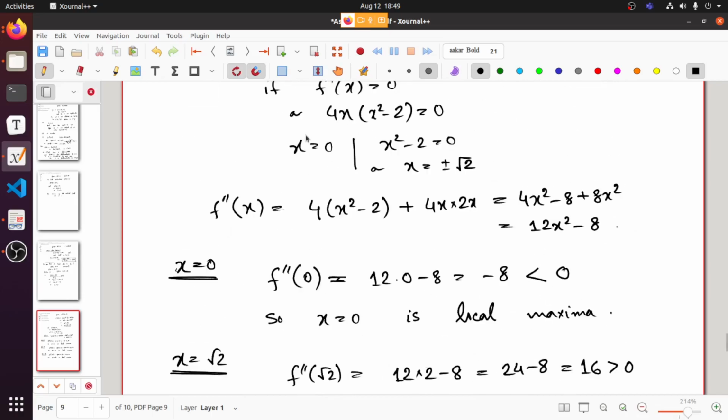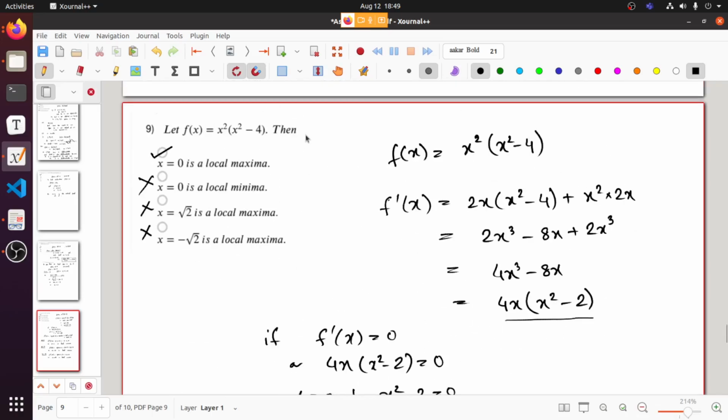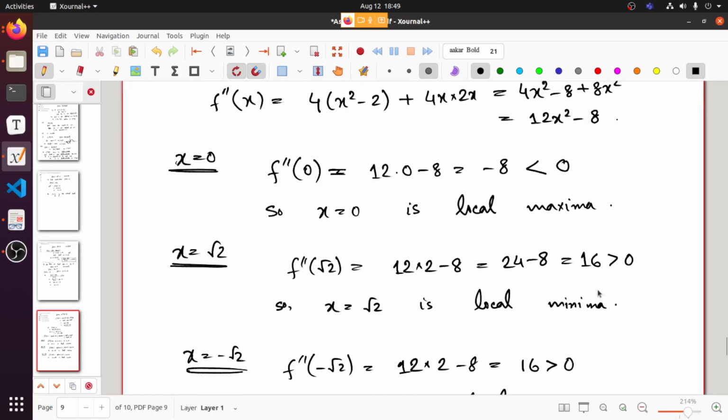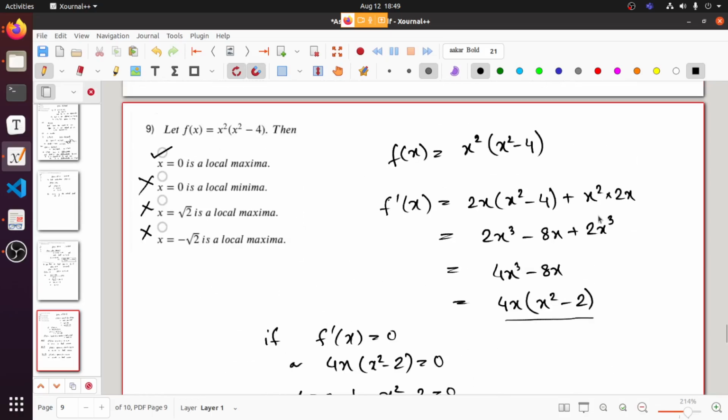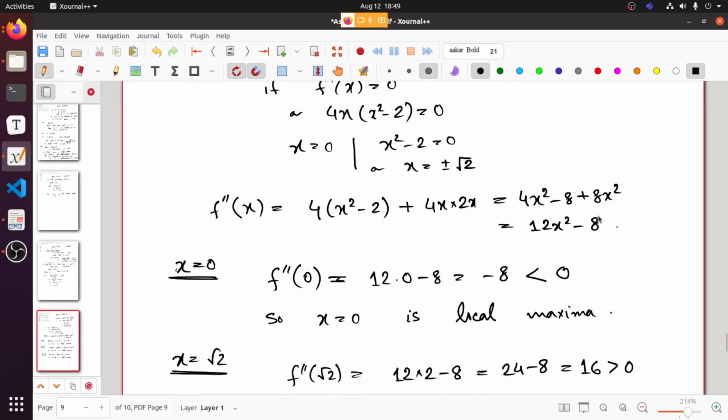Is this fine? Question number 9. So for maximum minimum you have to find the f dash and f double dash. So put the f dash equals to 0, you get the points and put those points in the f double dash. If you get it's positive, it will be local minima. If it is negative, it will be local maxima. Right? Okay. So 9 is fine. Move to the next question.